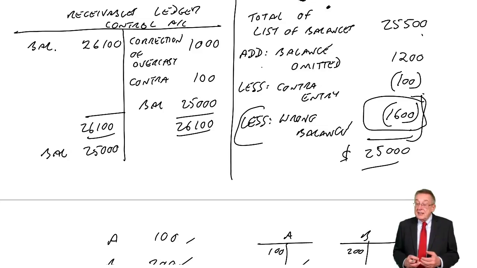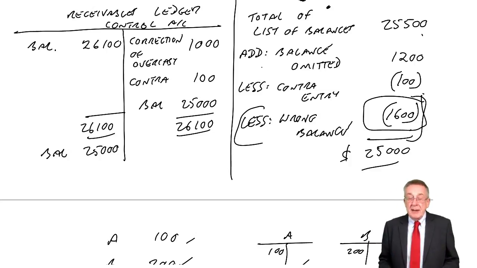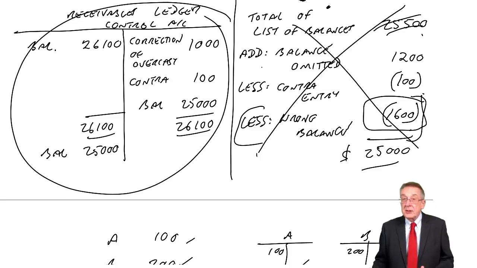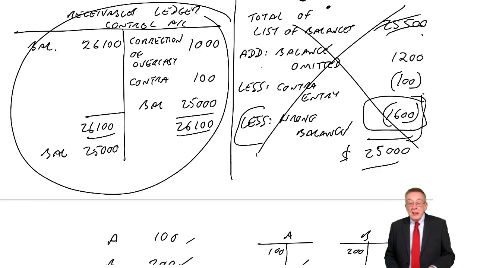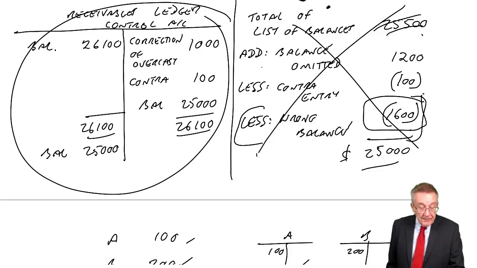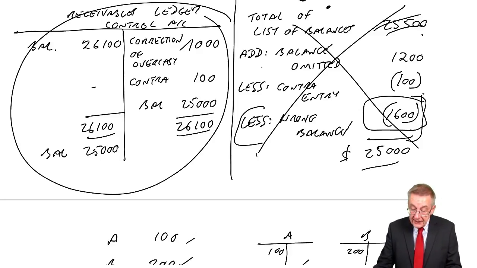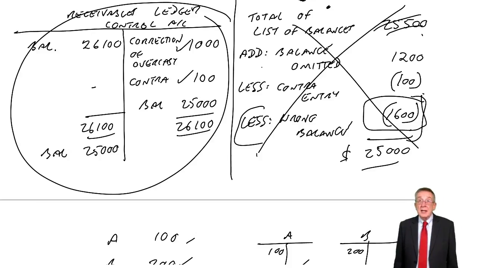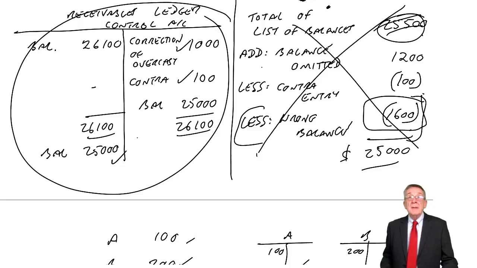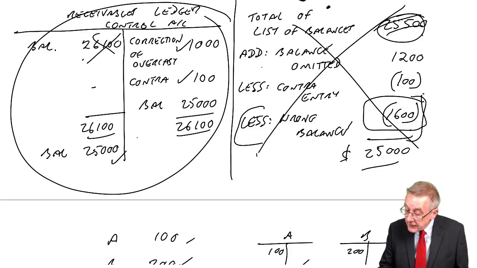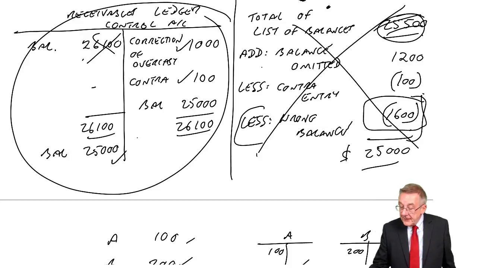The other way they set it is instead of having you do both of them, they only ask you for one of them. They say, what's the correct balance on receivables ledger control? And they don't give you any information about the total list of balances. They give you all the errors. And so you'd go down and you'd say, balance omitted from list of balances doesn't affect sales ledger control. Total of the sales journal overcast, that does affect it. Contra entry, that affects it. The credit balance listed wrongly doesn't affect the control account. And so what's the final correct balance? 25,000. But because they didn't give you the total of the list of balances, you have nothing to check your answer to. Or alternatively, they might not have given you that figure, just given you the 25,500. List of errors, and I should have put that right.